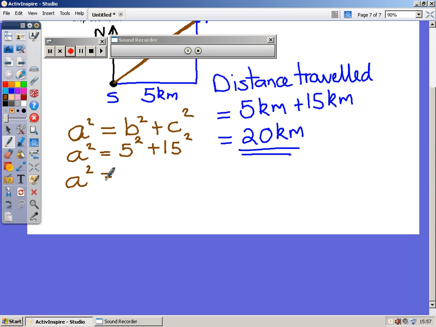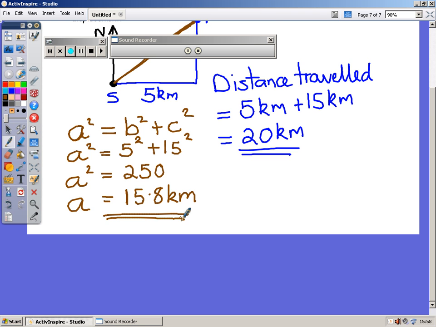a squared is equal to 250. A is equal to 15.8 kilometers. And lots of people will think they've calculated the displacement now, but of course they've only done half the work for calculating the displacement, because they still need to give a direction.